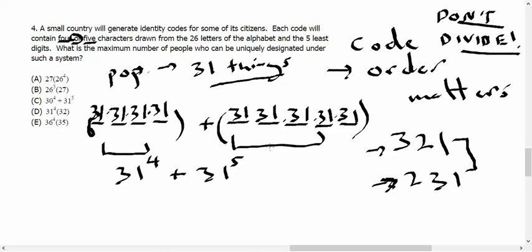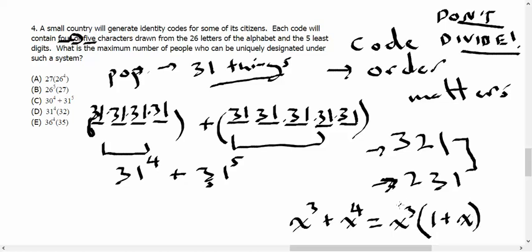So we've got 31 to the fourth plus 31 to the fifth. Now, whenever you're dealing with two what we call terms in algebra, we would always try to find a common factor between the terms. So let's think. Let's give ourselves an example. If we have x to the third plus x to the fourth, we could always rewrite this as x to the third times 1 plus x. Because when we distribute this, x to the third times 1, well, that equals x to the third. And x to the third times x, well, that equals x to the fourth.